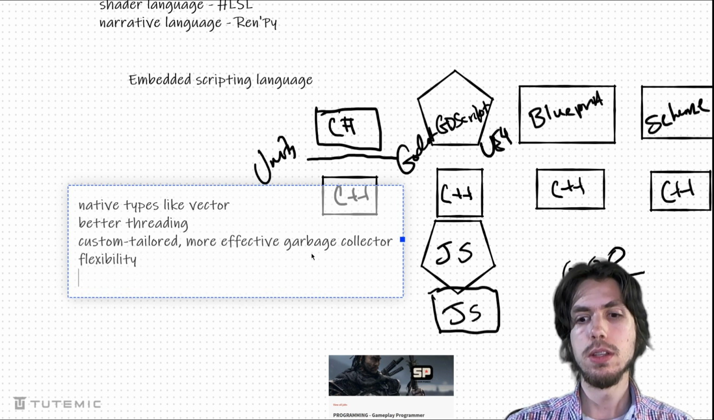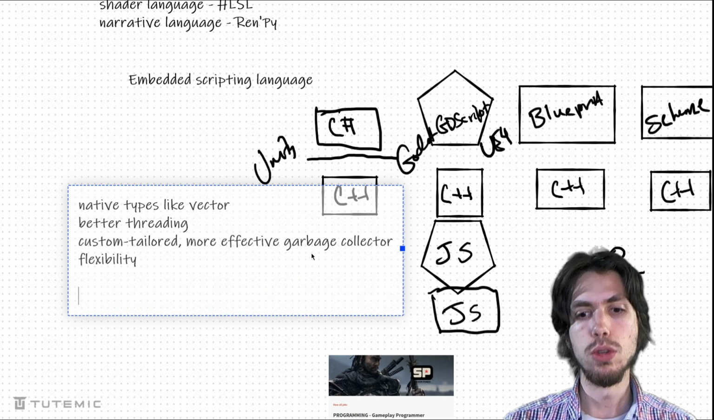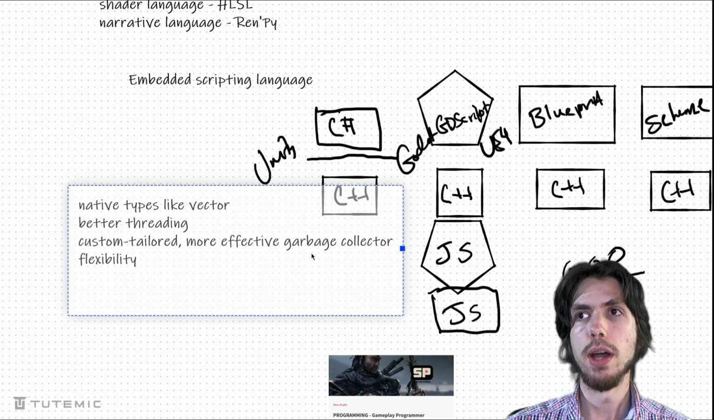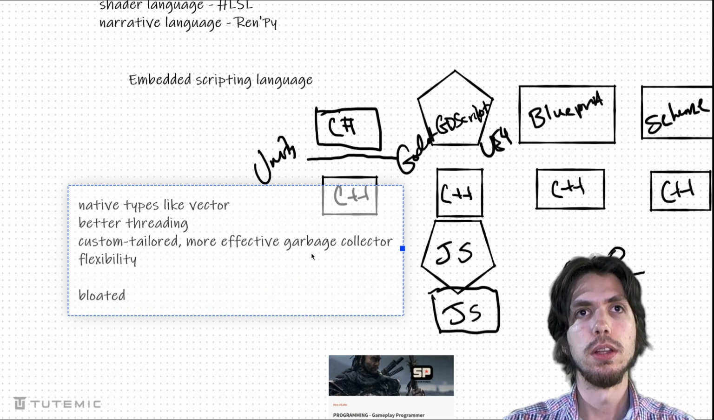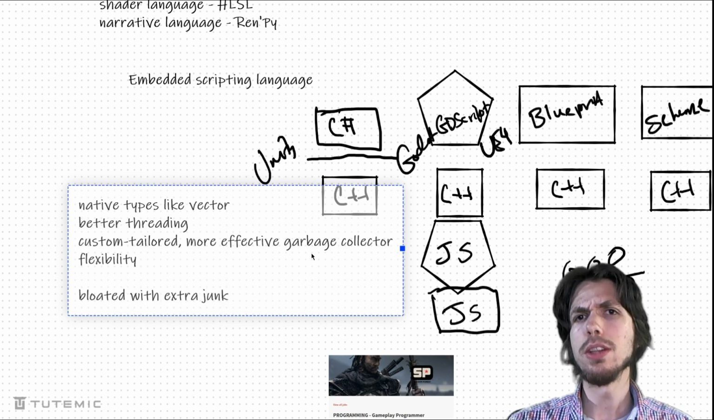And then also, let's consider what the drawbacks are of having to choose Python, right? The drawbacks of choosing Python is it is bloated with extra junk. All sorts of other stuff that you don't need.